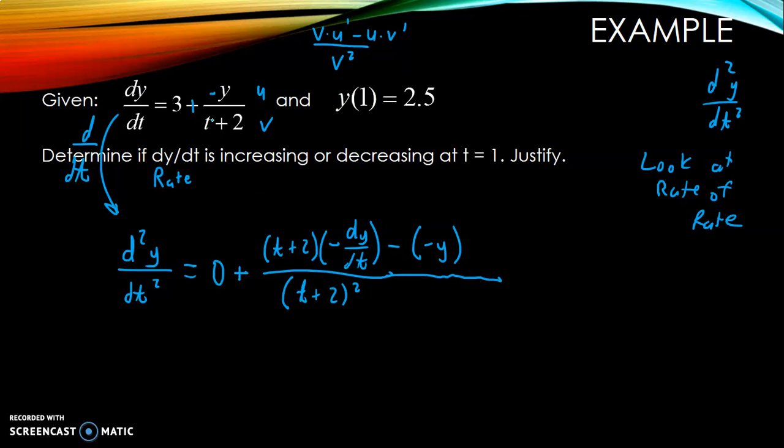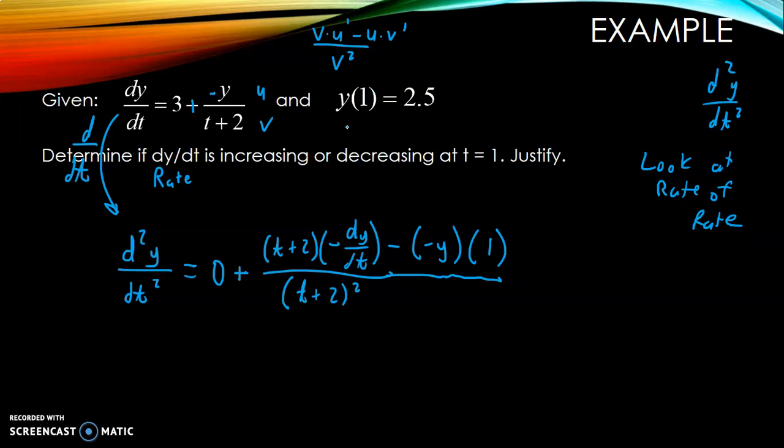So the derivative of t plus 2 with respect to t, the derivative of t with respect to t, dt/dt, is just 1, and the 2 goes away. So the derivative of t plus 2 with respect to t is just 1. So we've got our equation for the second derivative. We just need to figure out if this is positive or negative.